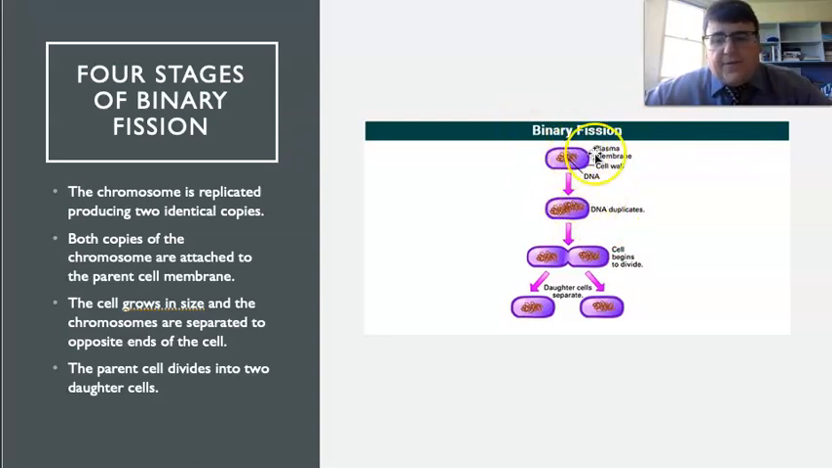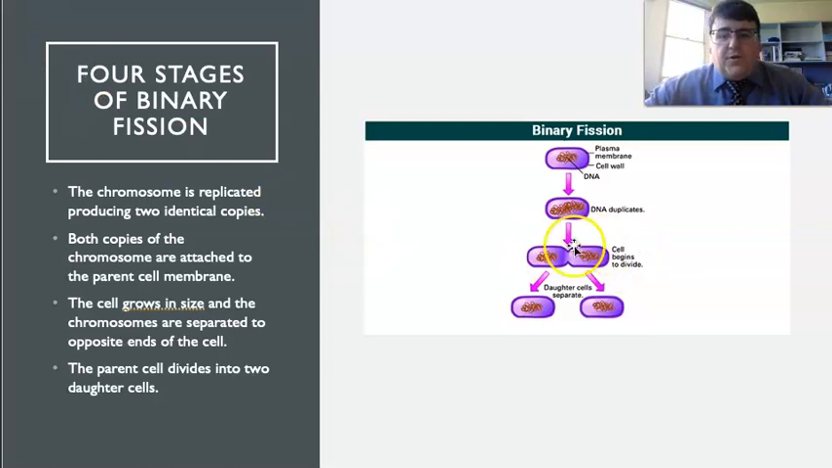So we can see here we have DNA in the nucleoid. Now the DNA is replicated, and we've got 2 copies of that. Both copies of that chromosome are attached to the parent cell's membrane, which you can't see in this diagram, but the chromosomes will both attach to the sides of the membrane, and the cell will start to grow in size. And as it grows, the chromosomes are physically separated because they're each connected to the membrane, which is being stretched out.